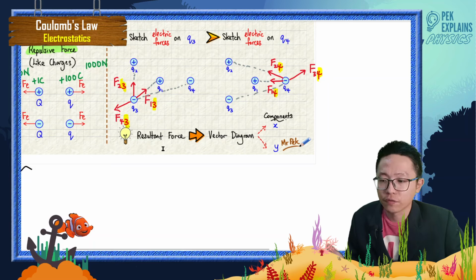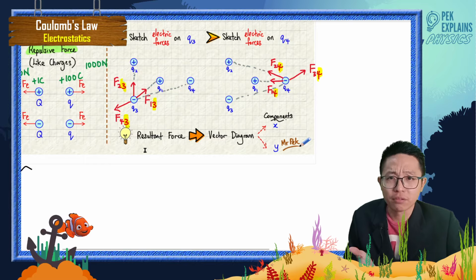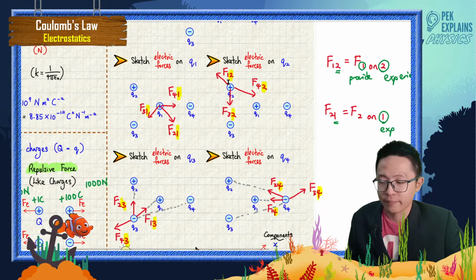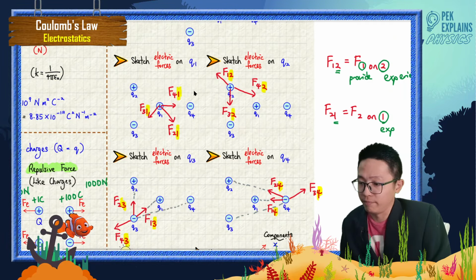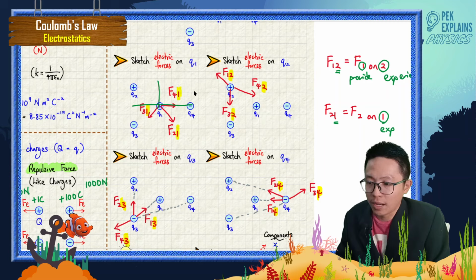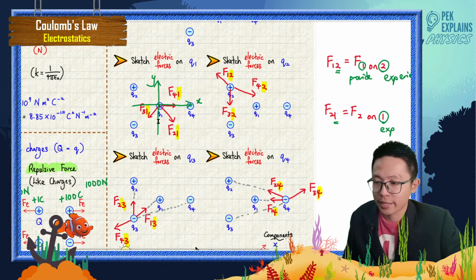To find the resultant force, it's the same as semester 1, chapter 1. Have you ever found a resultant force? Of course, you must draw a vector diagram. So this is the vector diagram. You see that? What you need to do is build an xy axis. Just build an xy axis.